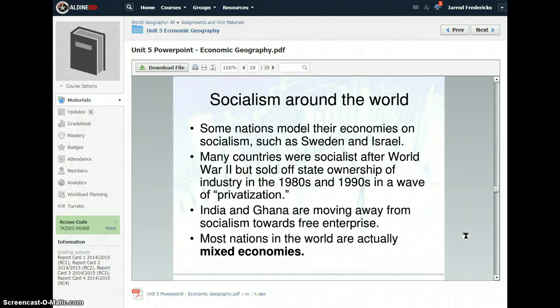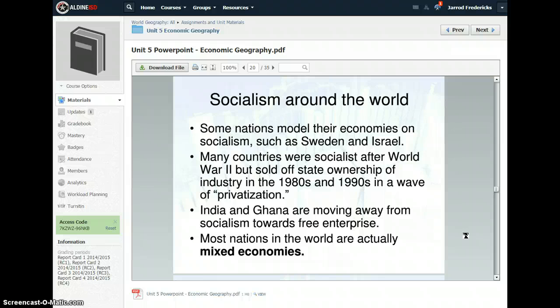Now, socialism around the world is occurring in many countries, some of them modeling their economies on it, such as Sweden or Israel. A number of countries were socialist after World War II, but sold off state ownership of industry in the 1980s and 90s in a wave of privatization, where private individuals are able to own these businesses that used to be run by the government because they saw it as more efficient or more money generated. India and Ghana are two currently socialist countries that are moving towards free enterprise.